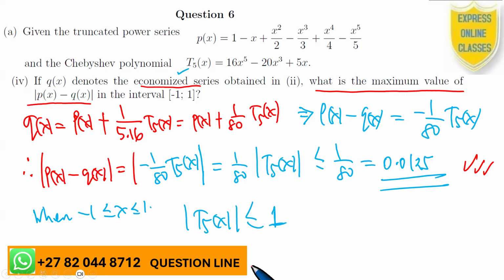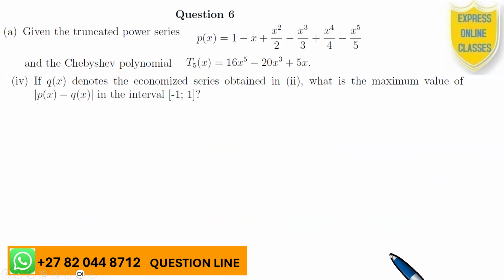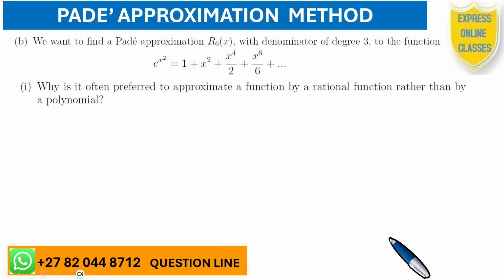Okay. Let's look at B Roman figure 1. Pade approximation is still being analyzed. So we're looking at B Roman figure 1. We want to find the Pade approximation R6 of x with denominator of degree 3 to this function.